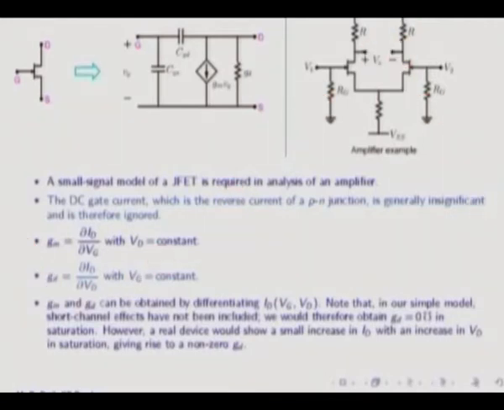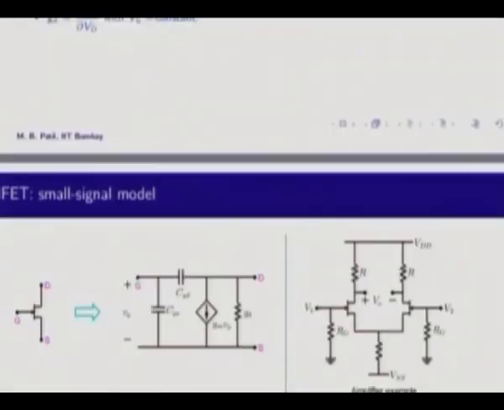And of course, whenever you talk about a small signal equivalent model, it's good to tell the students why we want to talk about it, and that is because we want to look at amplifiers.